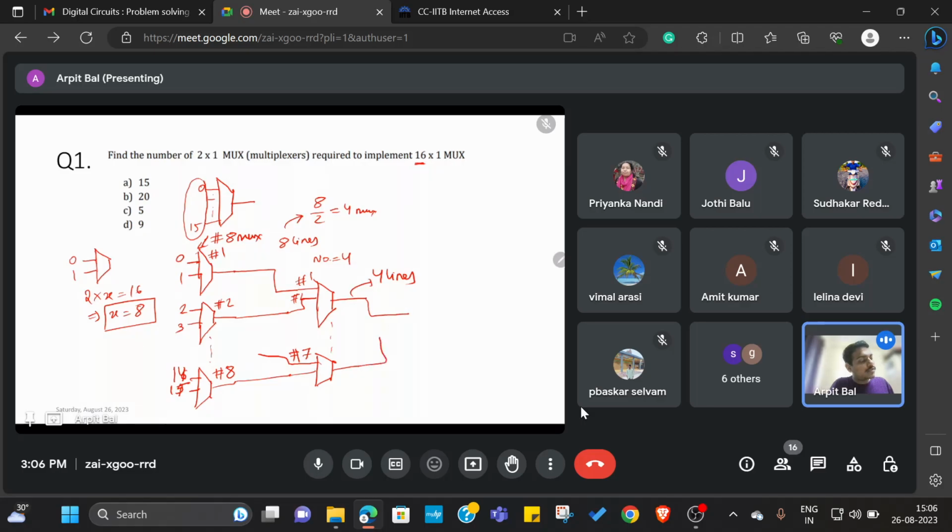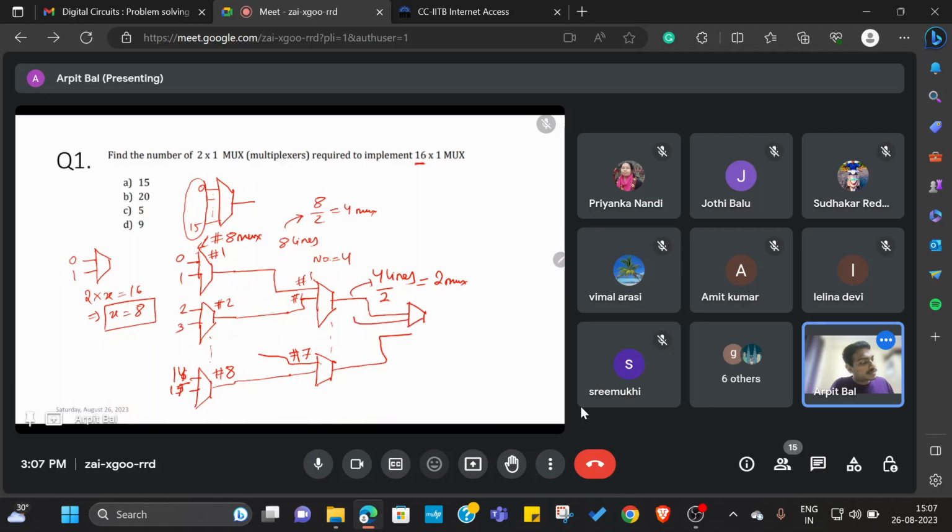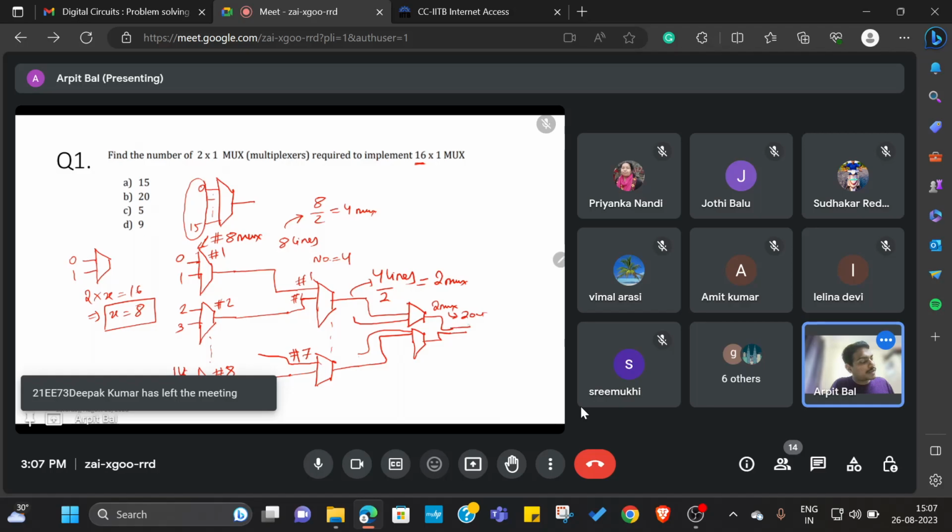So these 4 lines we further need to multiplex, right? Then 4 by 2 is equal to 2 muxes. So this will be 1 mux. Similarly, there will be another mux. And at the end, we will have the outputs from 2 multiplexers, which means 2 output lines, right? So for the last remaining 2 lines, we can just put a single multiplexer. Okay, so here we have a total of 2 muxes.